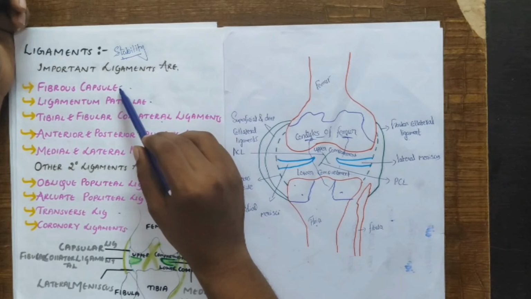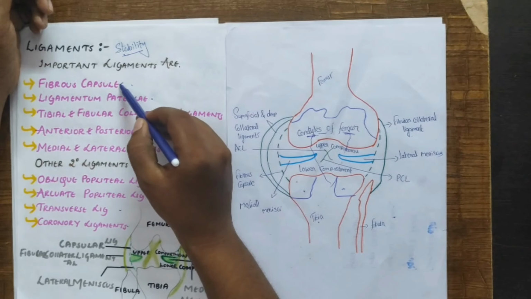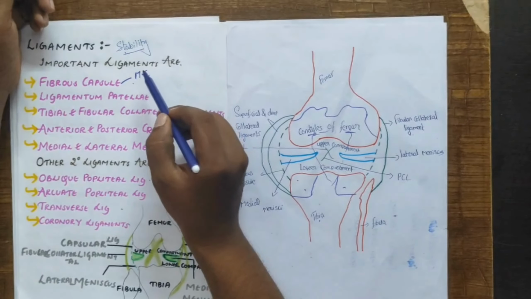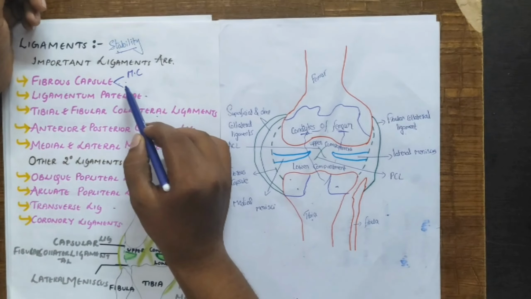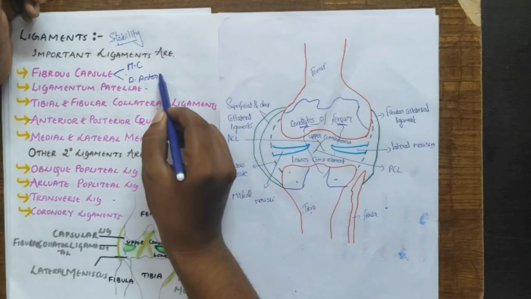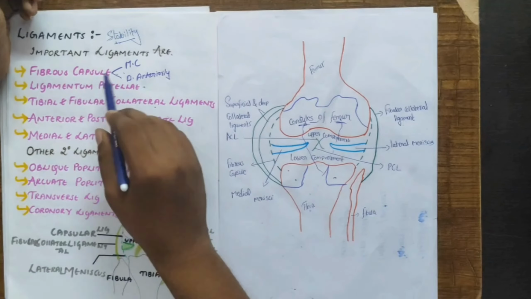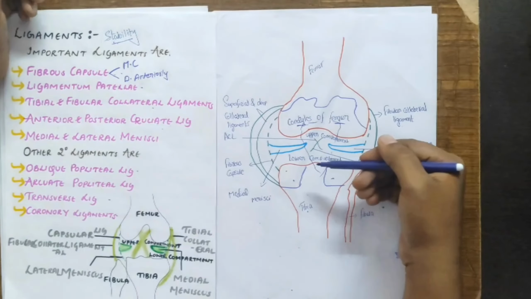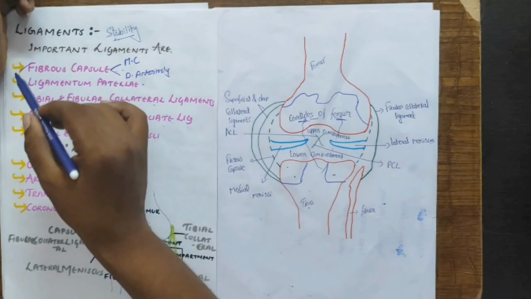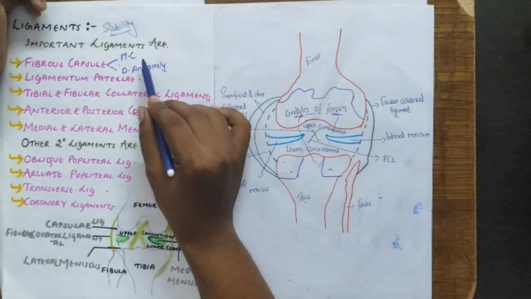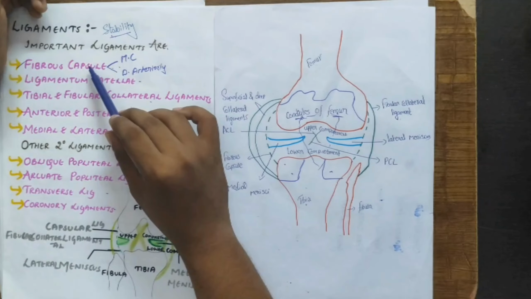Coming to the fibrous capsule, it is the most common ligament in all joints, and this fibrous capsule is deficient anteriorly. Fibrous capsule is present medially, laterally, and posteriorly. Anteriorly, this fibrous capsule is replaced by quadriceps muscle and patella bone. This is about fibrous capsule.